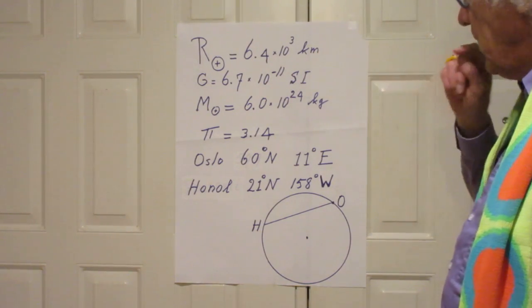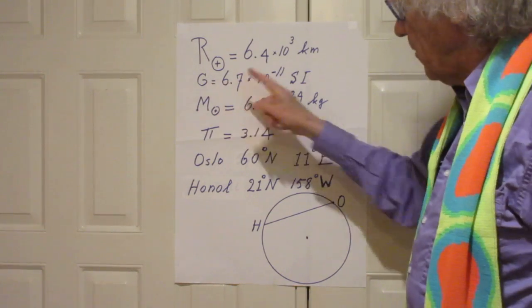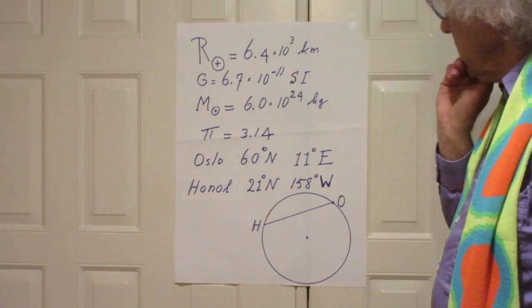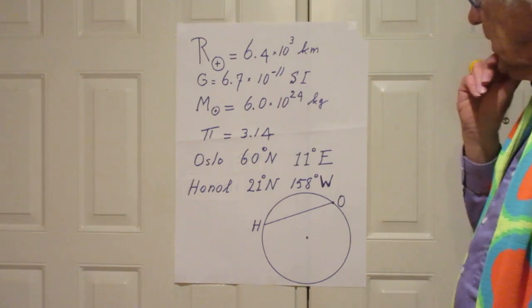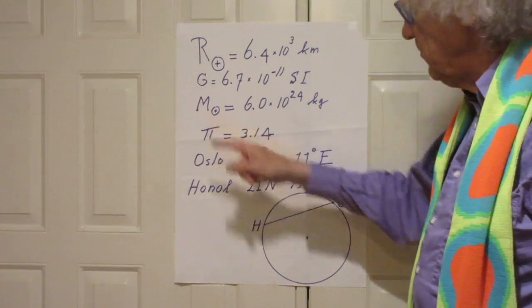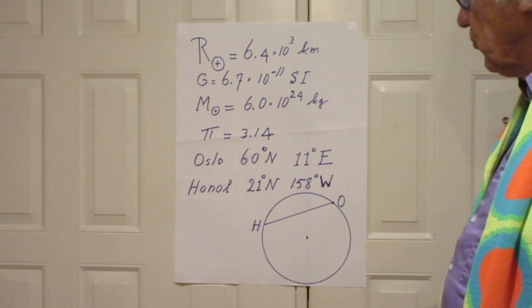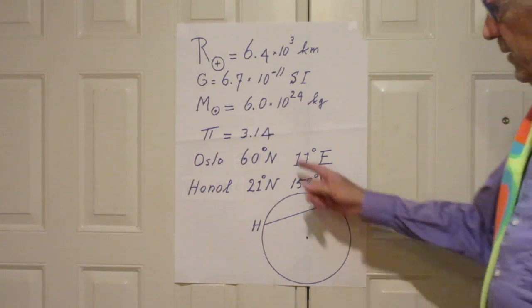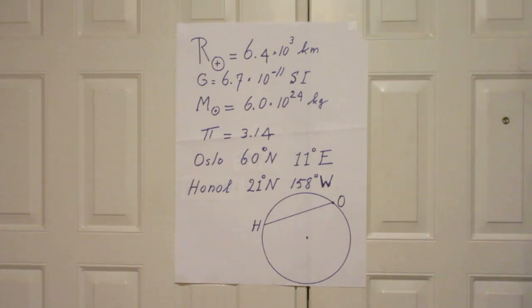This is not in SI units. This is the gravitational constant, 6.7 times 10 to the minus 11, that is SI units. And we will take for the mass of the Earth 6.0 times 10 to the 24 kilograms. And in case you need pi, we will use 3.14.